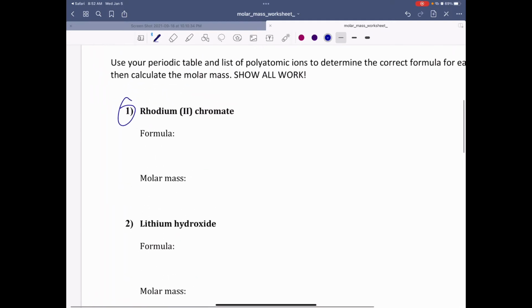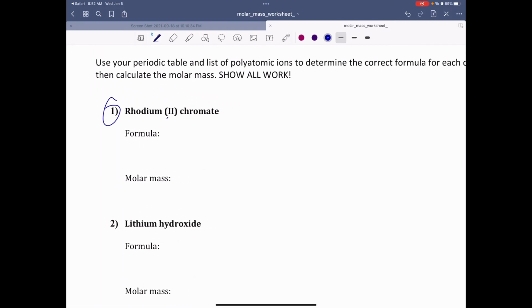Rhodium(II) chromate. So remember that the parentheses tell you that this is a variable charge metal. It sounds fancy, but it just tells you what the charge is. So this rhodium, if you find it on the periodic table, is going to be Rh, I believe. Yep, so Rh. And the 2 tells you that this has a +2 charge, okay? Chromate is a polyatomic ion. You've got to pull out your list. Chromate, chromate, chromate.